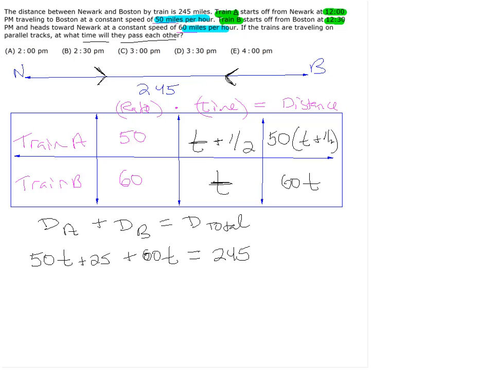Okay, so let's subtract the 25 to the right-hand side. This gives us 220. Let's combine like terms on the left. This gives us 110t is equal to 220, or t is equal to 2 hours. Going to make sure the units are in hours.